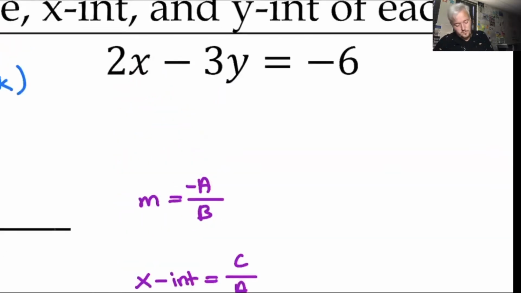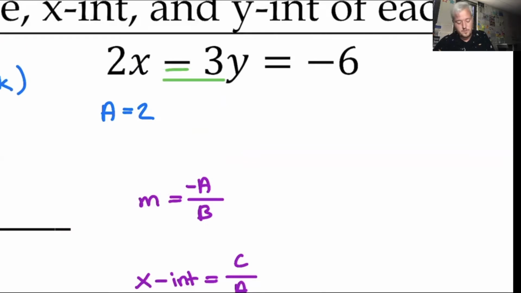And so if you look, remember, our form is AX plus BY. Our X value, the number in front, that is our A value. So we have an A value of 2. And with our Y value, this is our B value.